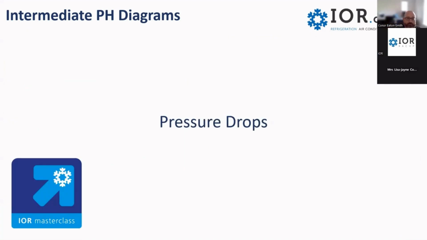So firstly, pressure drops. Pressure drops are present in every single system. Some pressure drops might be very low, some might be very high. But from the discharge valve of the compressor until the suction valve of the same compressor, the refrigerant is always undergoing a reduction in pressure.